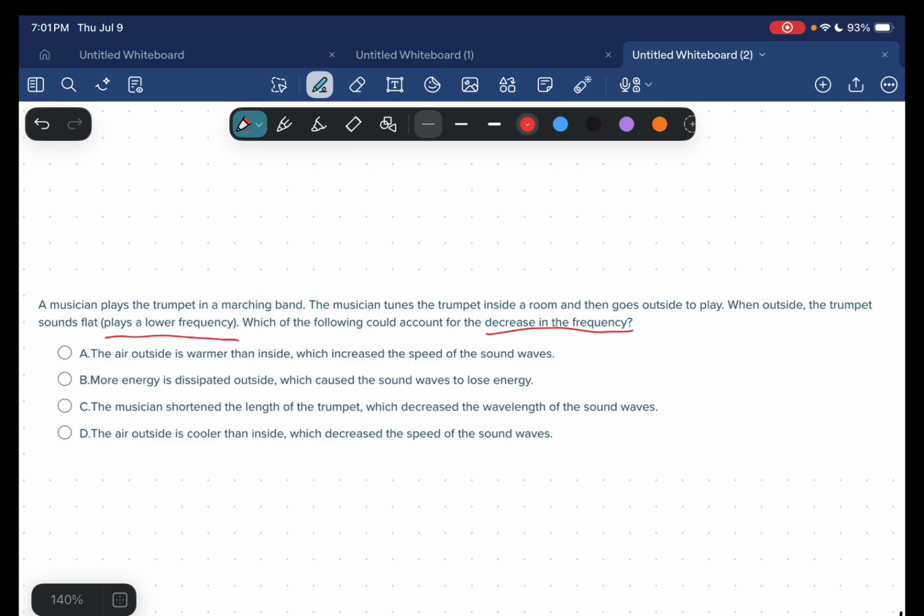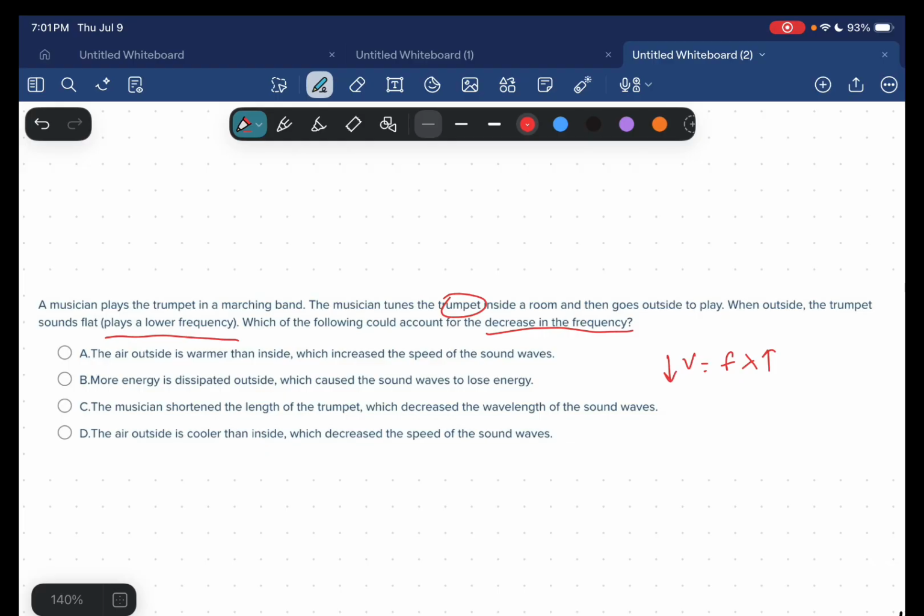So we're looking for a decrease in frequency, and what are some of the factors that might cause that? Well, the most obvious one comes from the equation velocity equals frequency times wavelength. A decrease in frequency can be achieved in 2 ways. Either you increase the wavelength or you decrease the velocity. But we look back into the question and find the word trumpet.